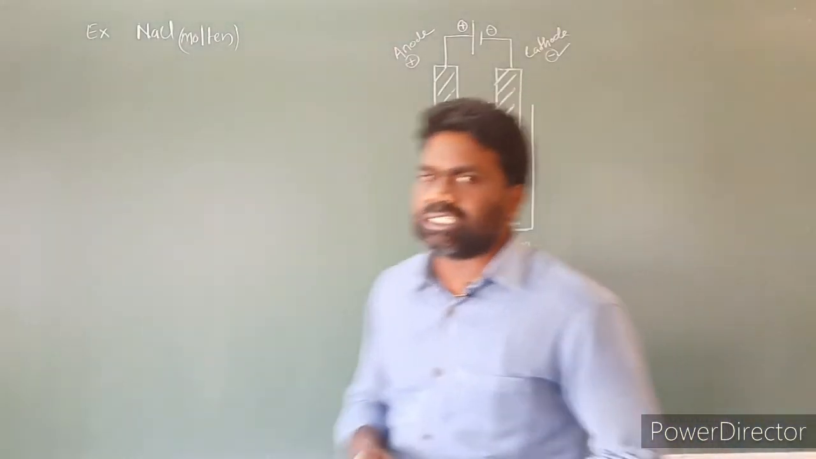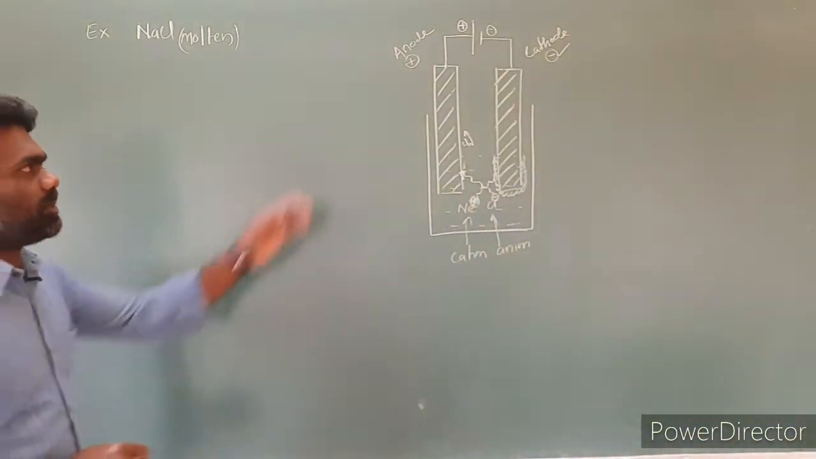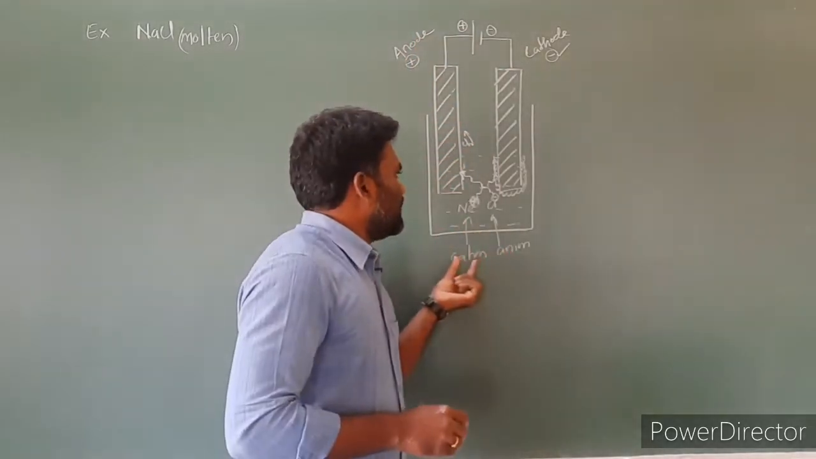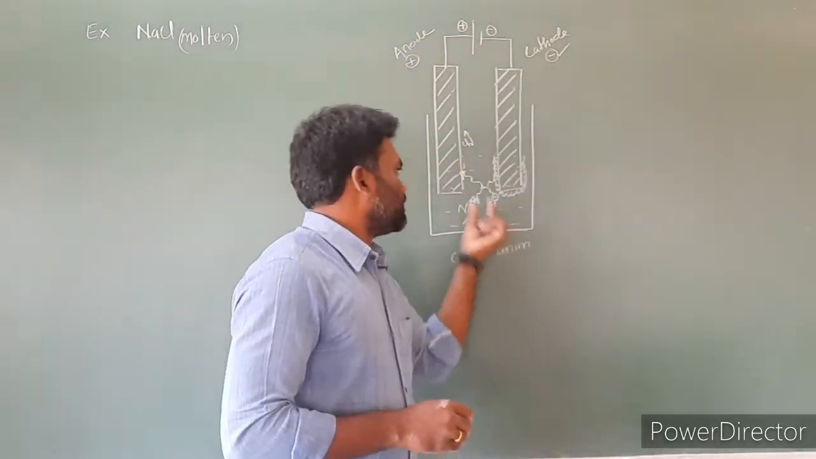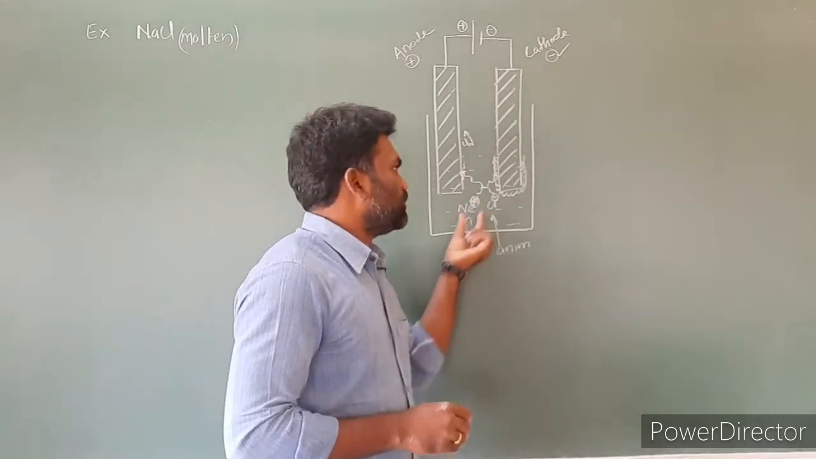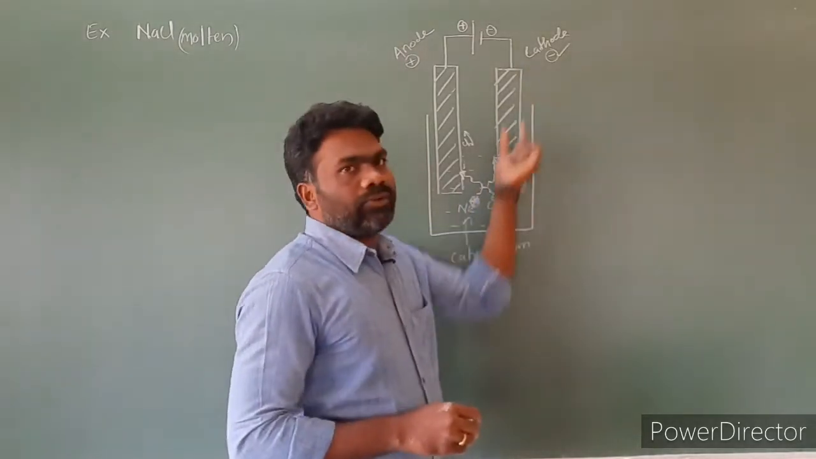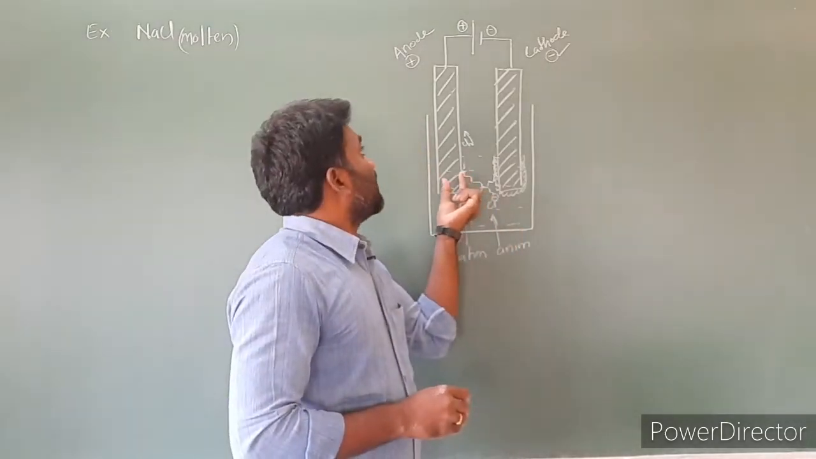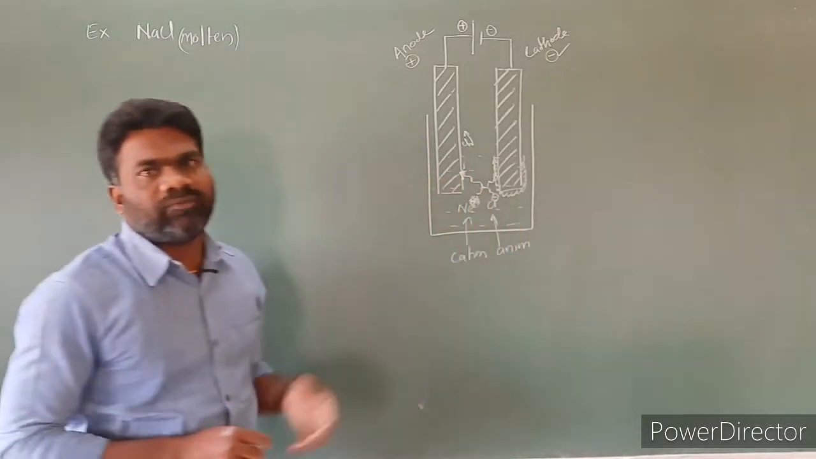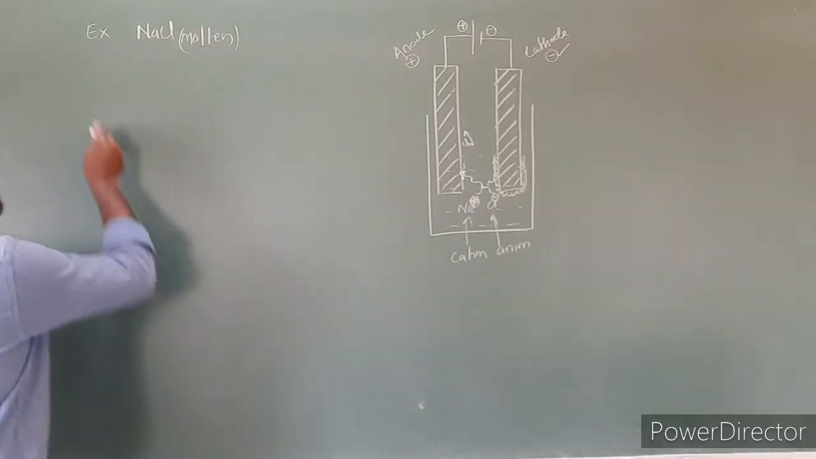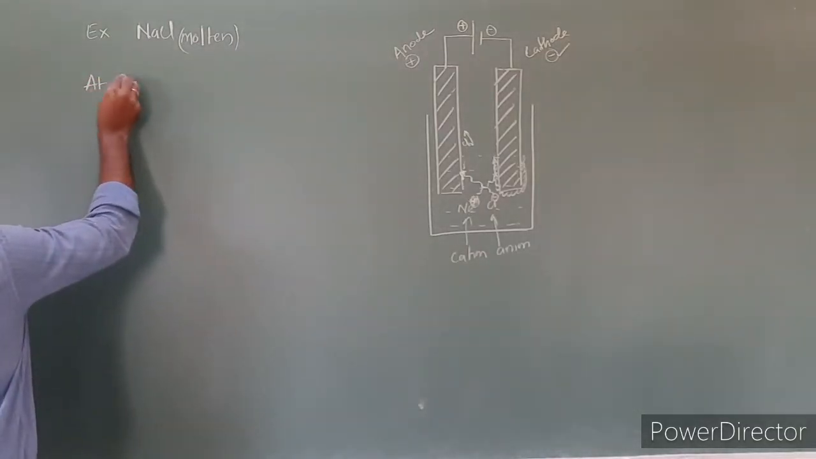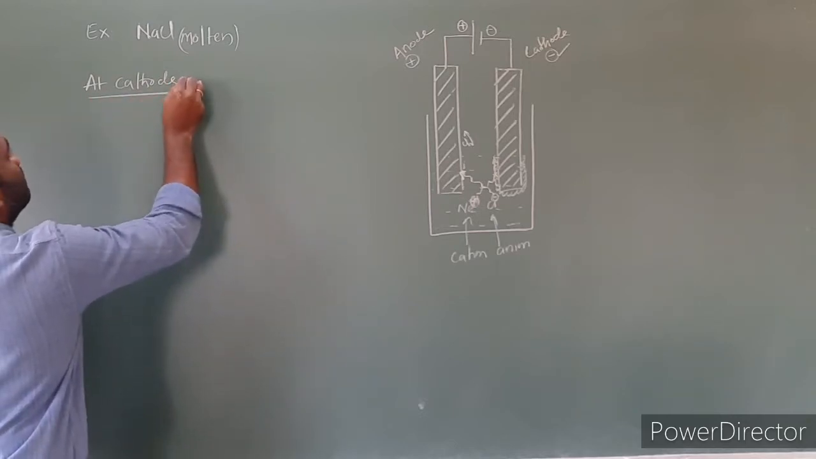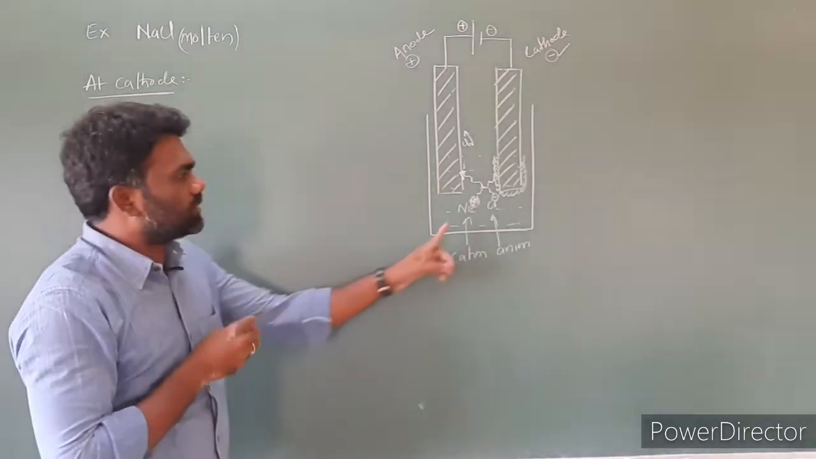Now let us write what products are formed in this electrolysis process. By passing current into this electrolytic substance, cations migrate towards the cathode, anions migrate towards the anode. Here the cation, sodium ion, migrates towards the cathode and deposits here. And the anion, chloride ion, migrates towards the anode and is discharged in the form of chlorine gas. First let us look at the reaction at the cathode.